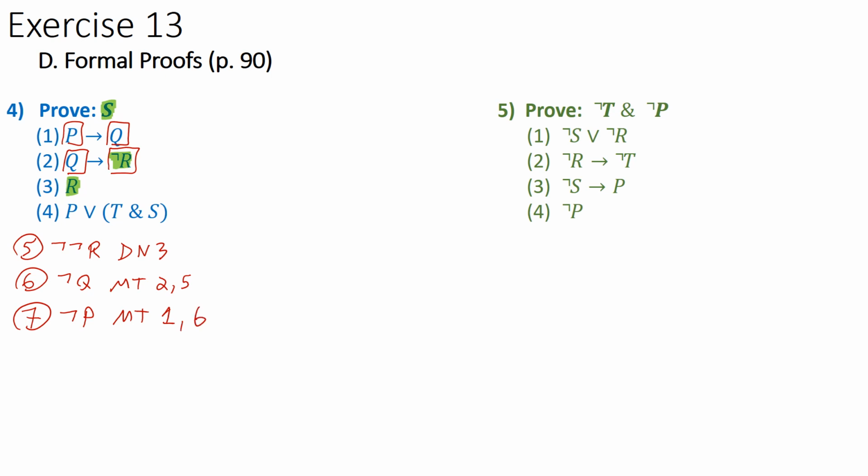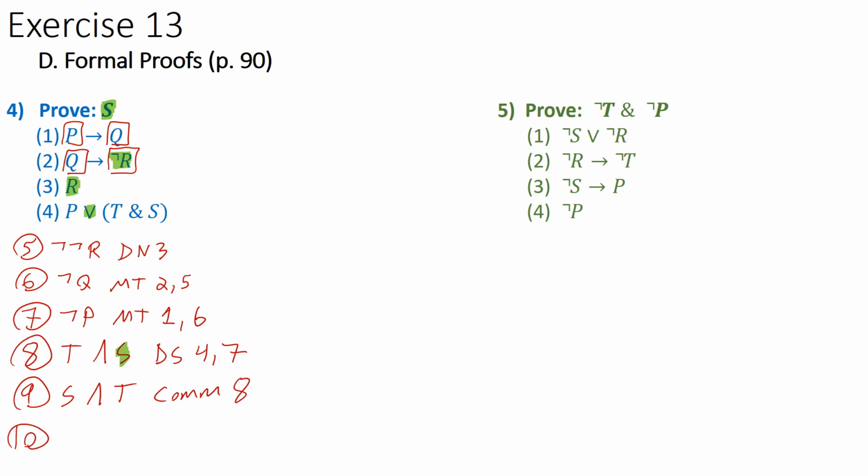Line 4 is a disjunction. P is not the case, so therefore T and S must be the case. For line 8, we'll say T and S by our disjunctive syllogism, lines 4 and 7. We want to prove S, and S appears here. For line 9, we'll say S and T by the commutative rule, line 8. And then for 10, we can simplify this first term to get S, simplification 9.